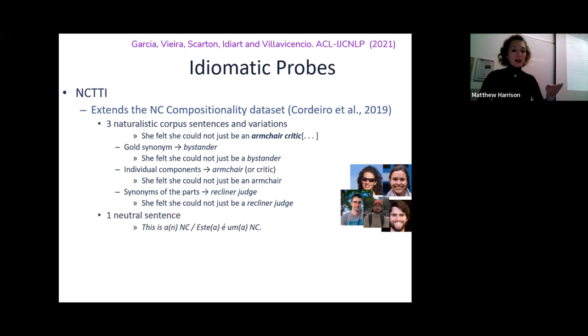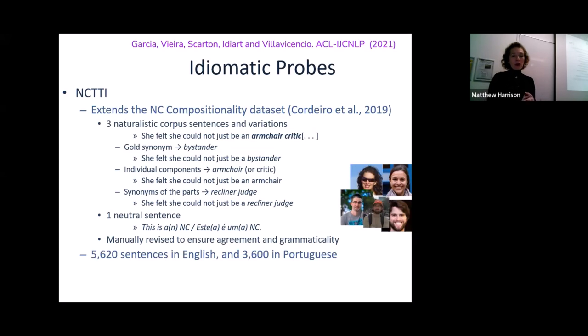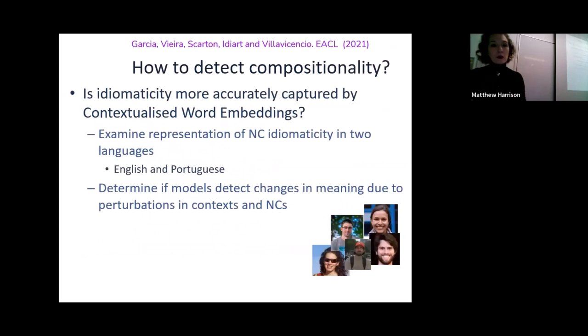And we also had a neutral sentence there where we said, this is A or N, and then we had the compound, just to see if we could tell what was the default representation that the model would be. Okay, and we manually revised these variants to remove any kind of agreement issues and so on. So we ended up with over 5,000 sentences for English and over 3,000 for Portuguese. And we only tested with these two languages. But the results were very clear for the two of them.